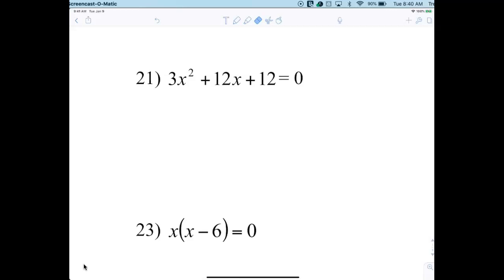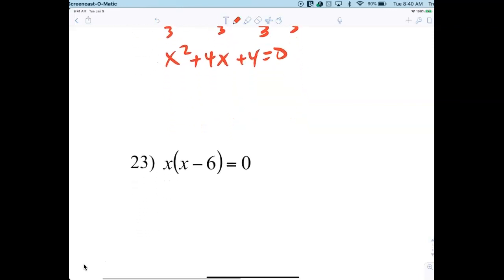Don't forget, we should do what to number 21? Factor out a what? Now, instead of factoring out a 3, what I want to teach you is we could just divide everything through by 3. Now, why is that okay? Because what's 0 divided by 3? 0. So I have x squared plus 4x plus 4 equals 0. Does everybody agree with that? And so now, when I factor that, this is called what? X plus 2 times x plus 2. Is everybody happy with that explanation?